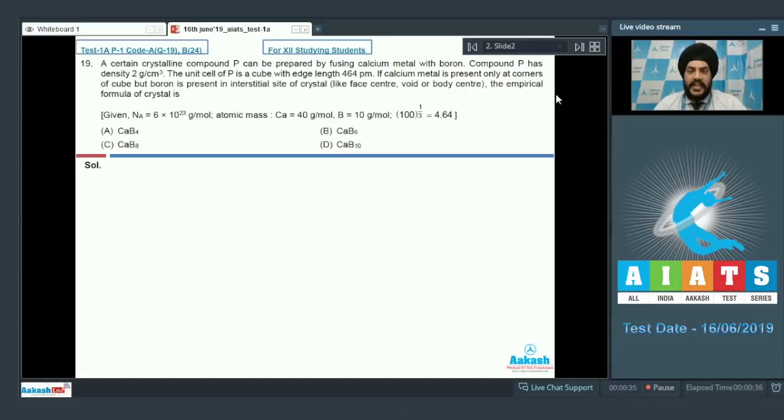So students, the first section contains 6 questions. Each question has 4 options, out of which one or more than one option may be correct. Okay, so let's start with the first question in this section.